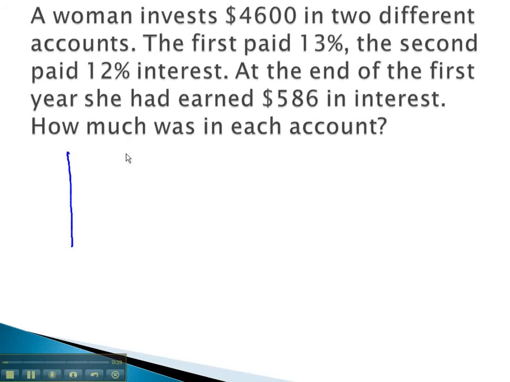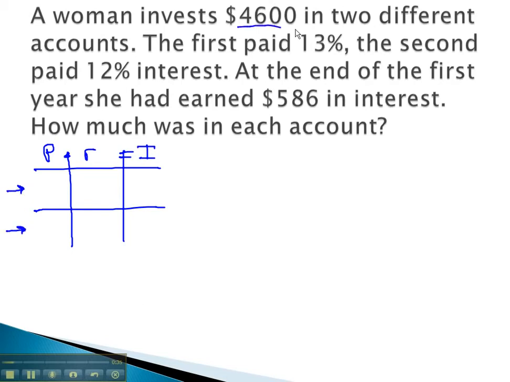You may remember that with these investments, we set them up in a table, showing that the principal times the rate would equal the amount of interest earned in 1 year. We aren't given any information about how much is invested in each of the two accounts. Be careful, the $4,600 is for both accounts together.